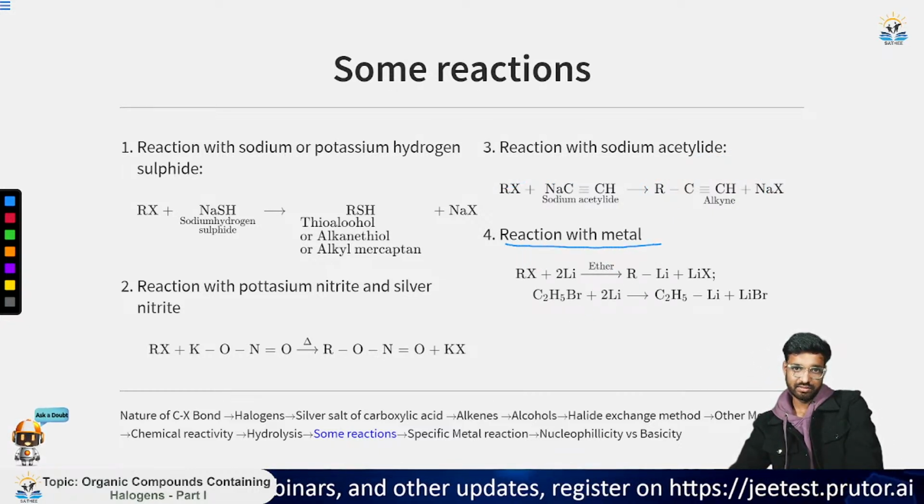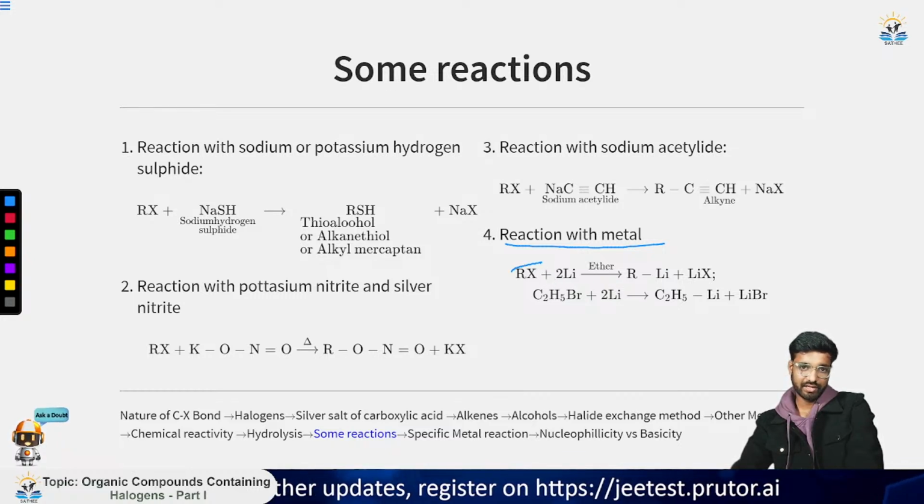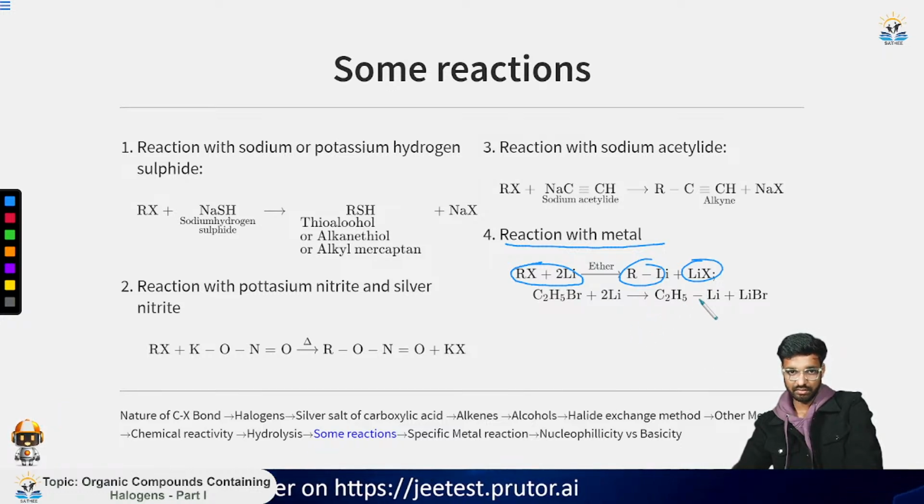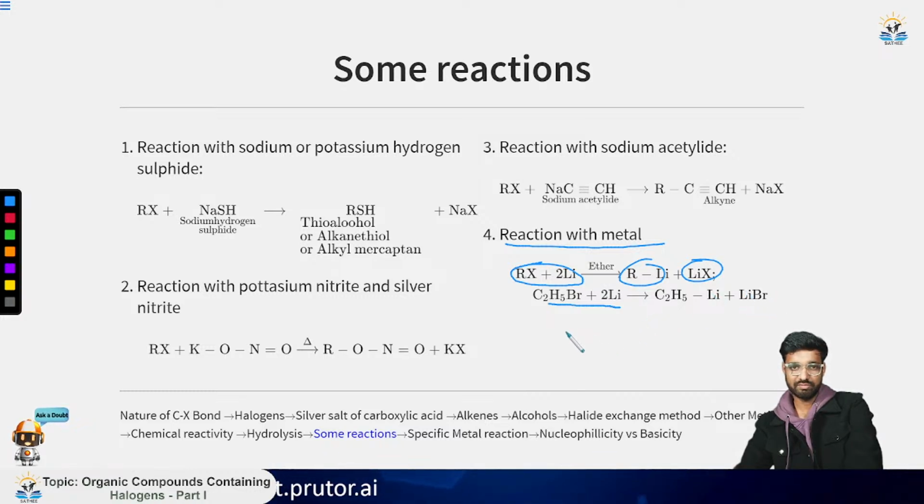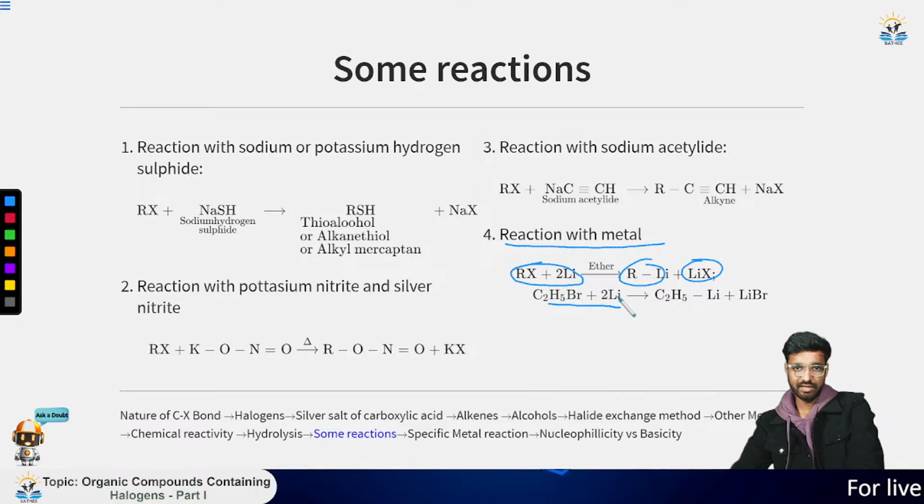Next is reaction with metal. If we take a lithium, R-X with lithium, we get RLi plus LiX. Okay, so here is the example of transmetallation. We are changing the metal, so we are using Li. Sorry, this is not transmetallation. This is just a reaction with metal. So we are taking again a halide reacting with lithium and getting C2H5Li and LiBr.